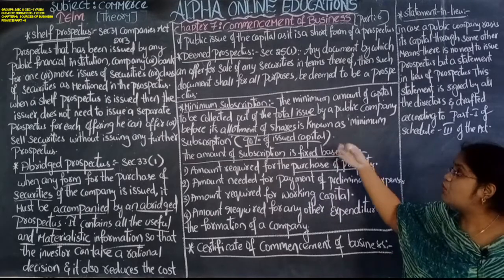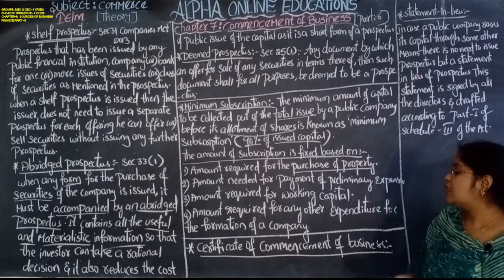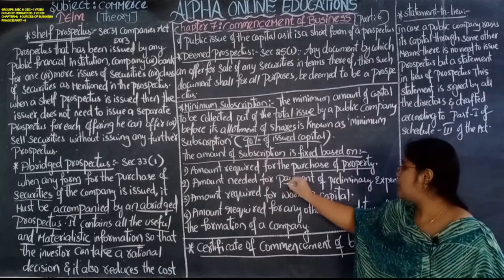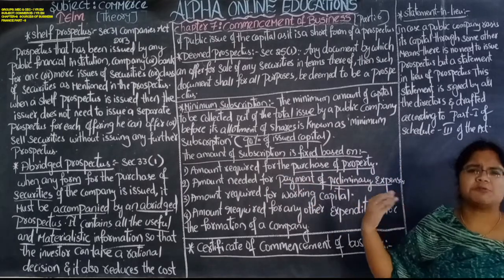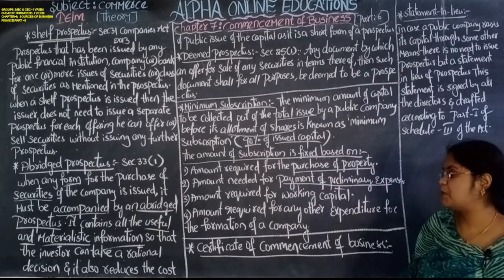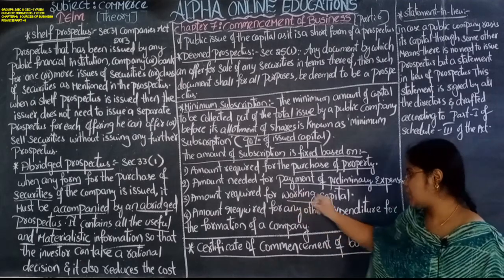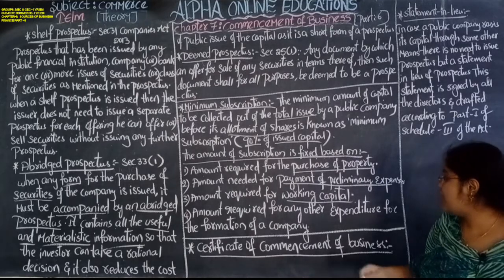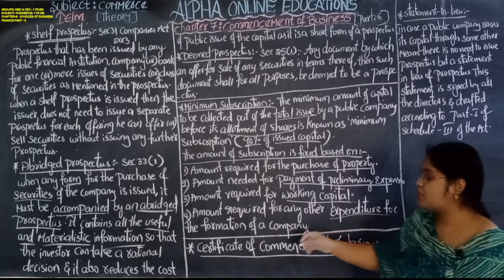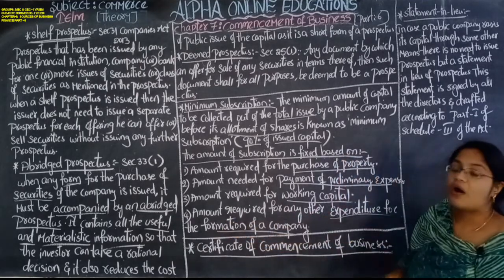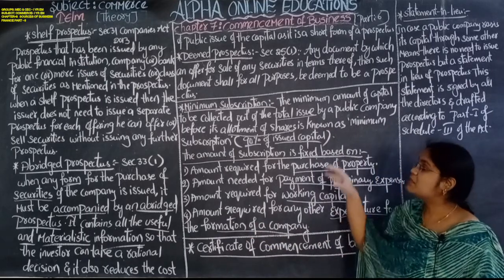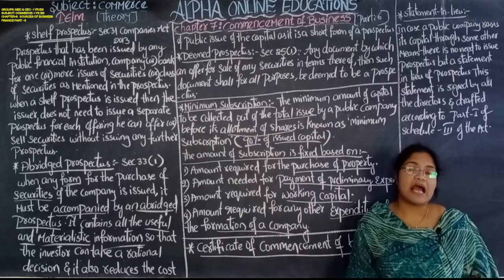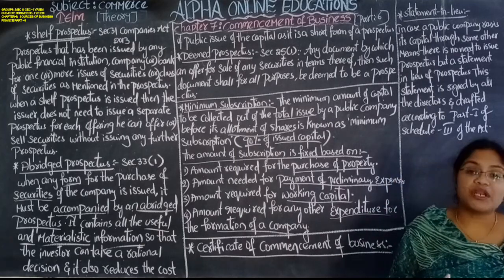With the issue of these securities only, the company can purchase the property. Amount needed for the payment of preliminary expenses, means any other expenses. Amount required for working capital for day-to-day activities, yes. The amount required for any other expenditure for the formation of the company, okay. On the basis of this, the minimum subscription amount is decided, or it is fixed, and it is very important.